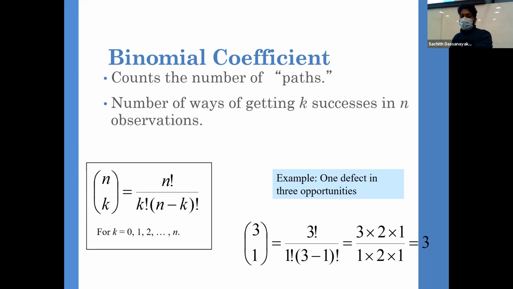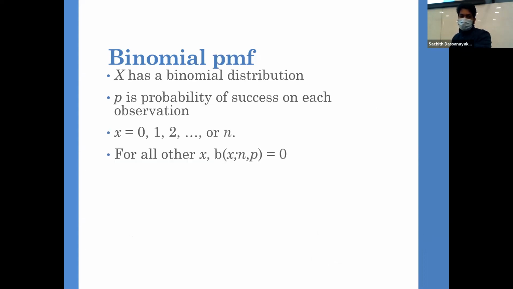Here n minus k can be 0. It doesn't matter. 0 factorial is 1. You already know that, right? It's defined that way, based on prime factors. So don't worry about 0. 0 factorial is 1.